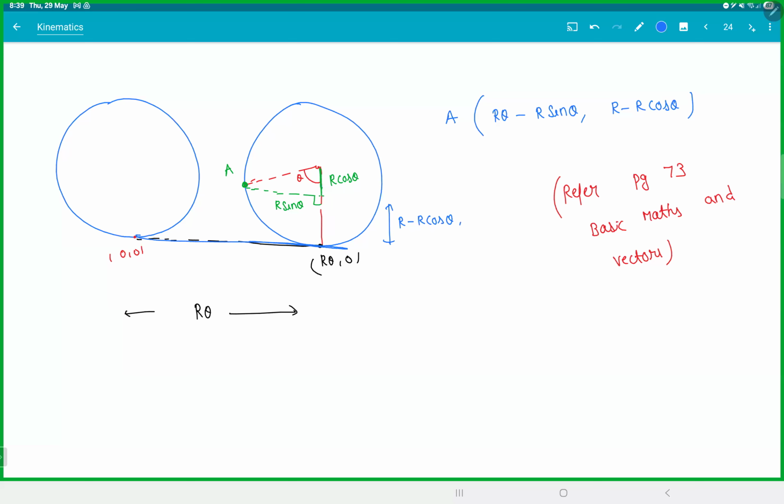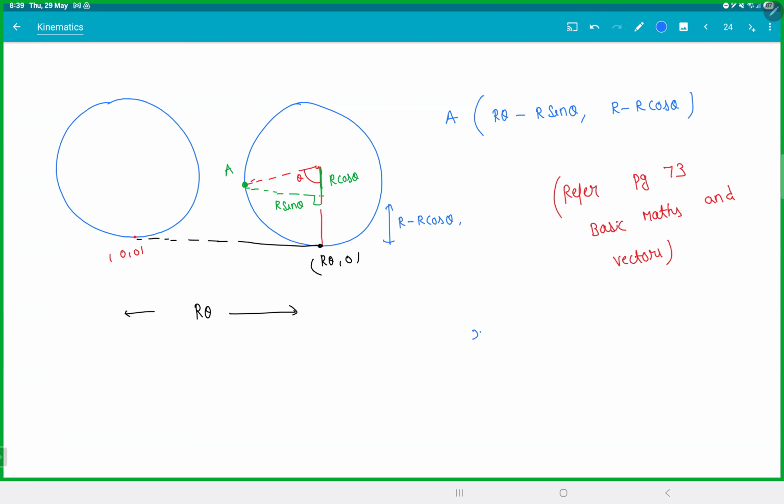The center has traveled r theta, and this distance is r sine theta. So what is the difference? R theta minus r sine theta. That would be your x coordinate. And the y coordinate would be, this is r cos theta, and the full thing is radius r. So r minus r cos theta is the y coordinate. We got the coordinates. So what?